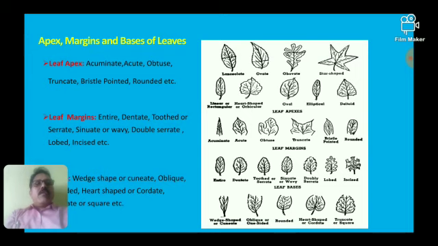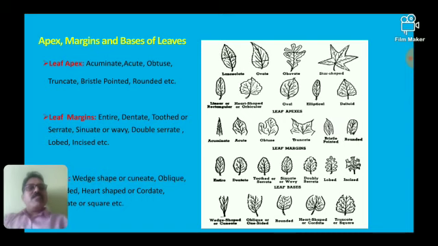Now these are the certain leaf structures, their apex, margins, their bases. So according to this, that is the apical shapes, that is the leaf shapes, the leaf apex may be the acuminate, acute, obtuse as shown in this figure, truncate, some of them bristle pointed, some of them are rounded. So as shown in this particular figure, these are the different shapes of the apex of these leaves.